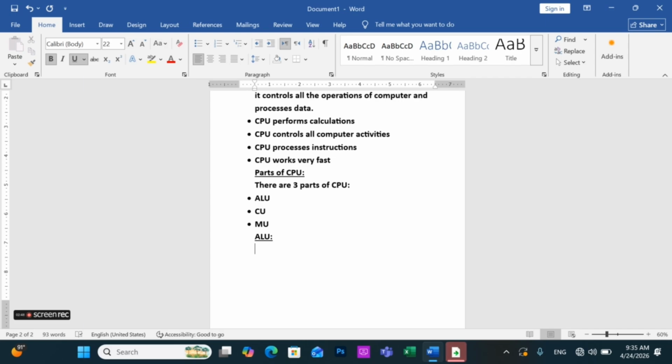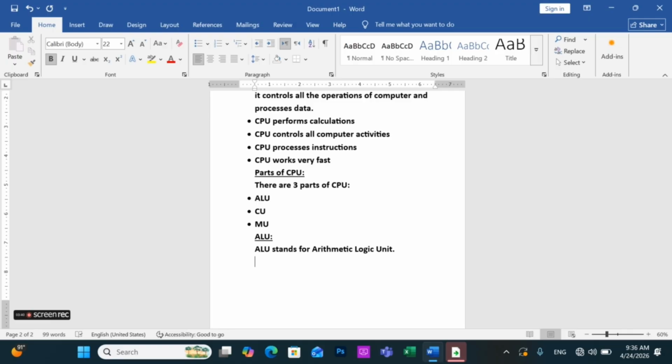Okay, so the full form of ALU is Arithmetic Logic Unit. ALU stands for Arithmetic Logic Unit. Is it clear? First you have to write the full form. The full form of ALU is Arithmetic Logic Unit, and then you have to write the function of ALU. Why are we using the ALU?